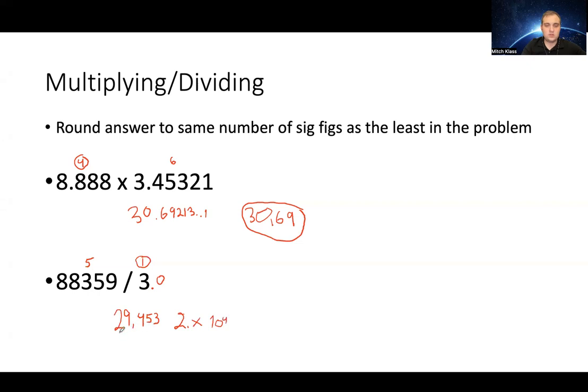Now, because the 9 carries over, we have 3 times 10 to the 4th as our final answer. And again, this is because 3 has the least number of significant digits, so my answer has to be rounded to the least number, 1 significant digit.